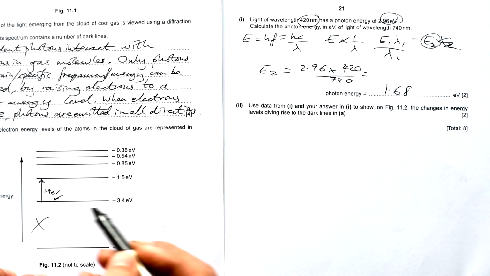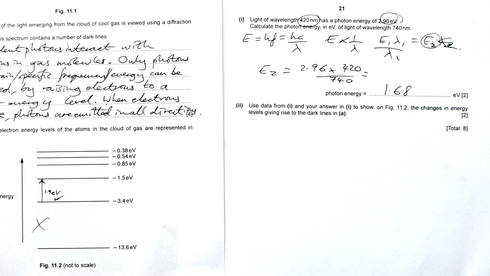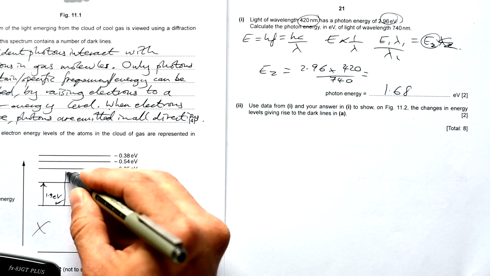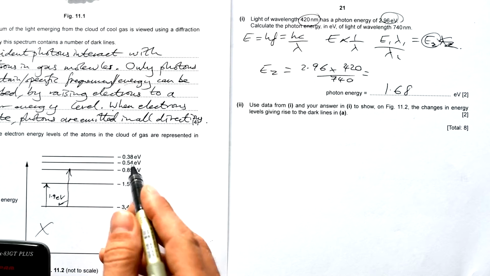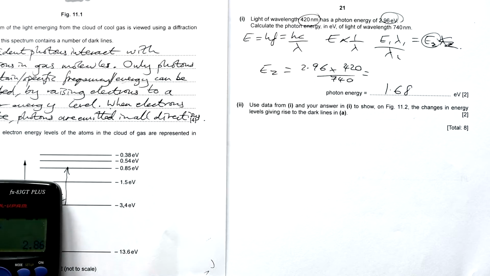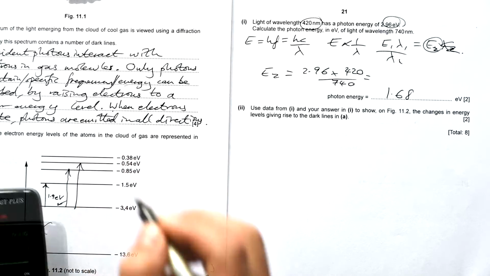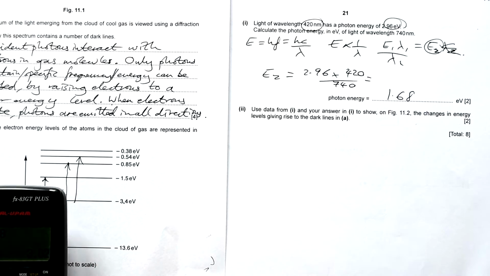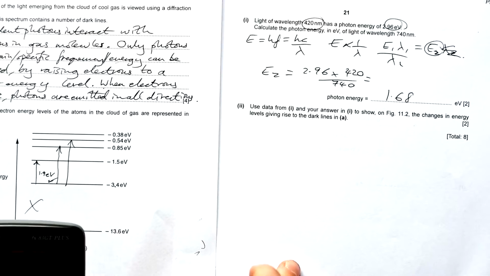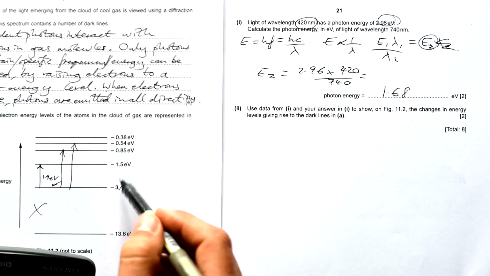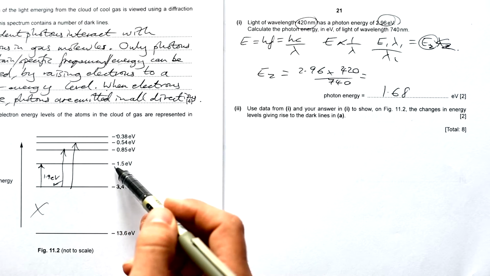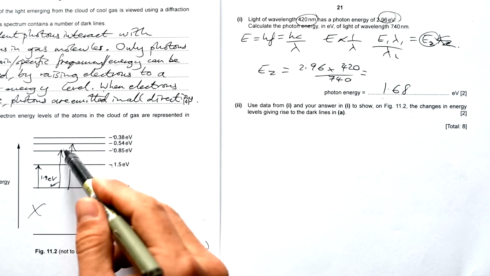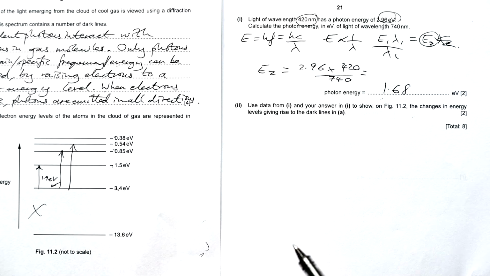So that's going to be one of them. What about from 3.4 to 0.85? That gives us 2.55. Yes, that's still within our range, so we can go up to here. What about 3.4 to 0.54? That's 2.86. Yes, that can happen as well. What about to 0.38? 3.02. No, we're outside of our 2.96 electron volt range. So we can't go from there to any higher. We can't go from 1.5 to anything else, otherwise it's going to be less than that 1.68 as well. So these three absorptions are what result in our dark lines.